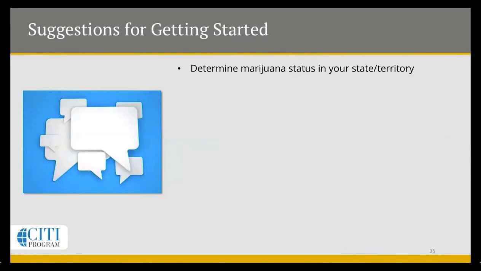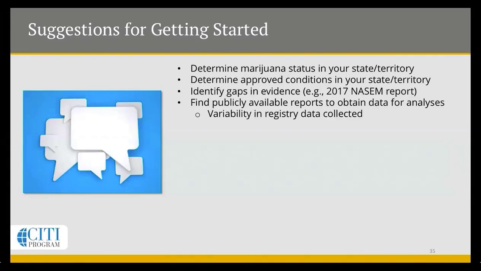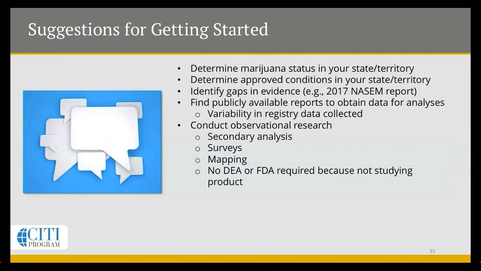First, if you've not already done so, determine what the marijuana status is in your state or territory. Determine what the approved conditions are in your state or territory. Identify any gaps in the evidence by doing a literature review or looking at the 2017 NASEM report. Find publicly available reports to obtain data for analyses. There may be variability in the registry data collected, but it's a good place to start.